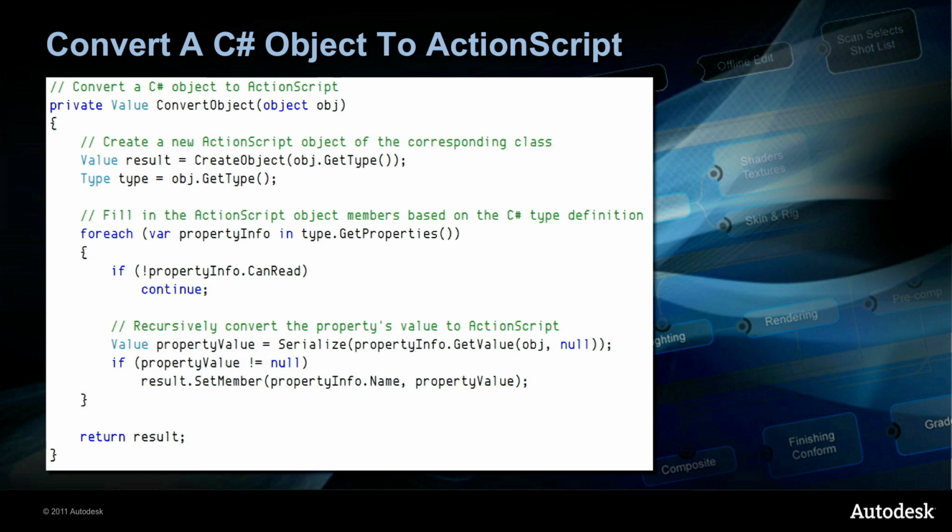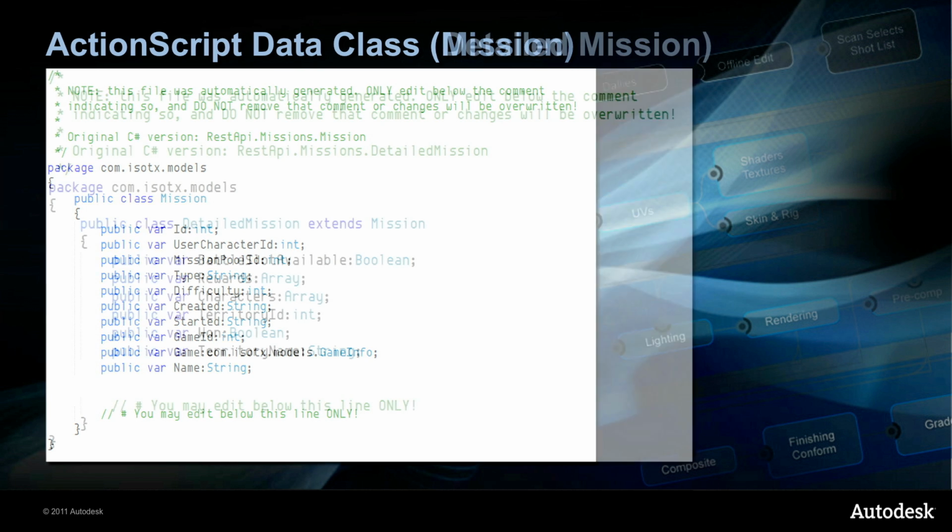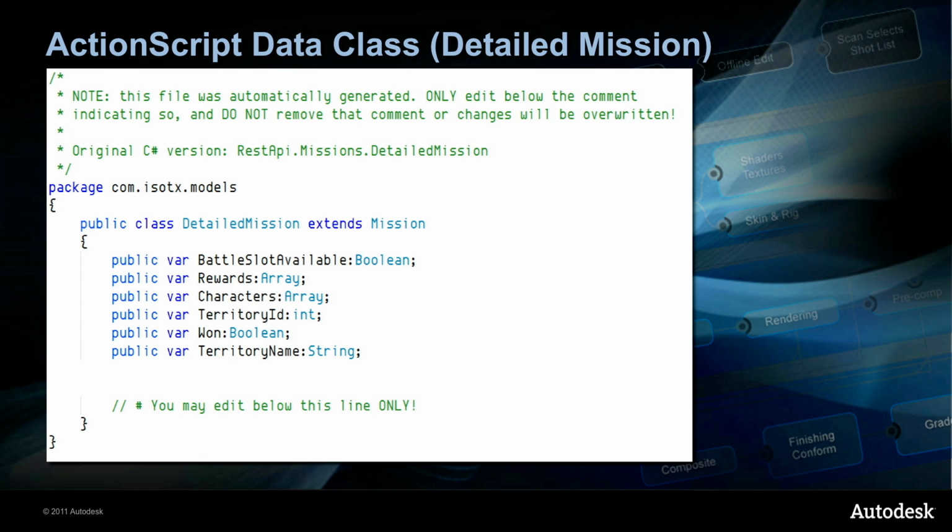After we run it through our converter, we get this on the ActionScript side. This is the ActionScript equivalent of our C# class. Then we can pass back and forth, and when we get a mission back from our web service, we can just run it through that function and pass it directly to Flash. We don't have to do a lot of custom translation or anything. And here's the same thing: the DetailedMission class also converted into ActionScript.